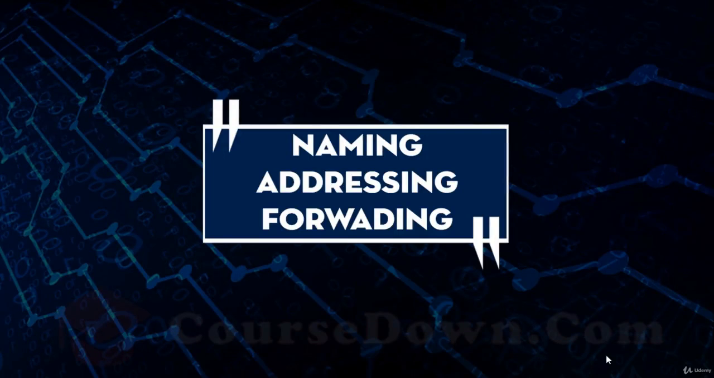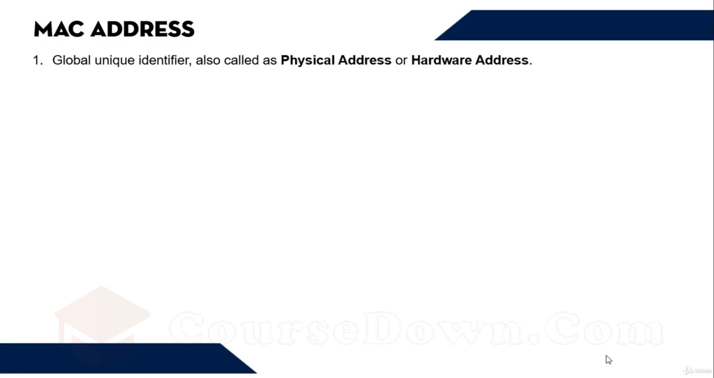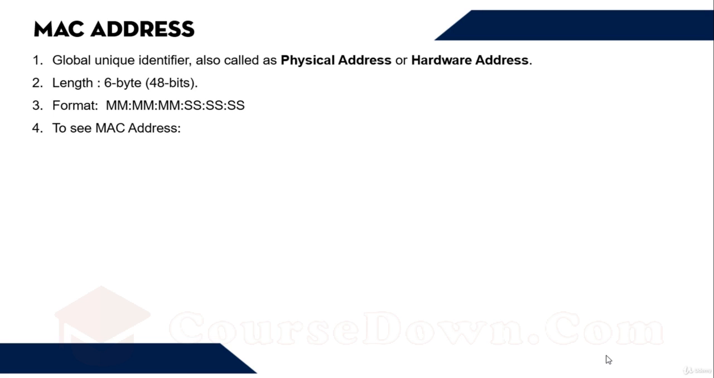Now let's discuss naming, addressing and forwarding. MAC address: a globally unique identifier, also called a physical address or hardware address. MAC stands for Media Access Control. MAC addresses are 6 bytes, that is 48 bits in length, and are written in the following format.